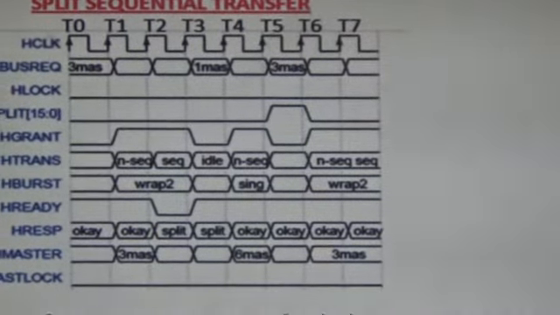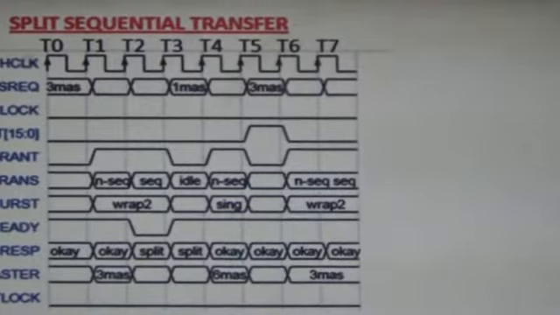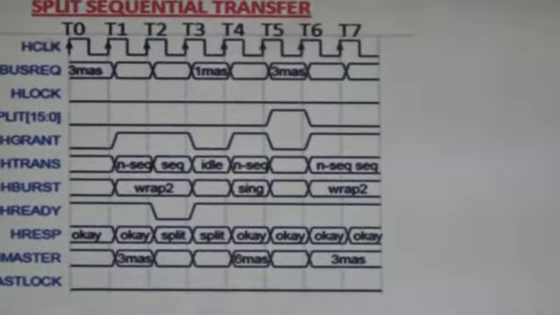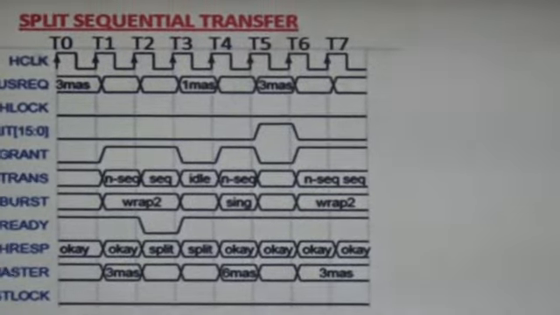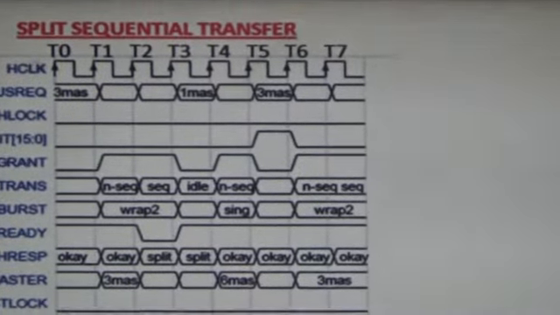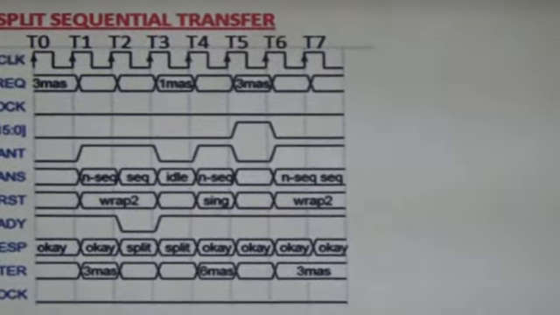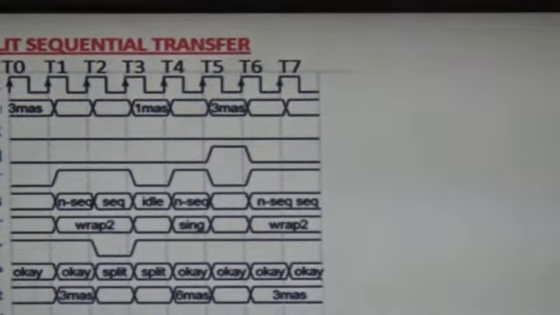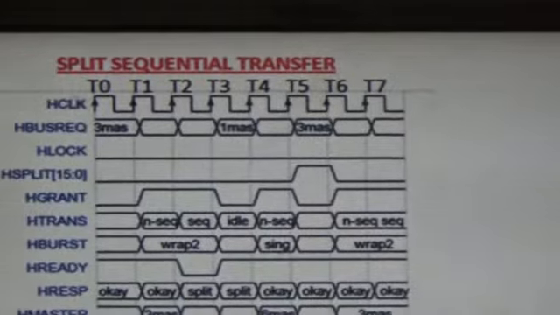Since the bus is given to the sixth master, this is the first address phase of the sixth master. All the control signals, all the address phase signals, are sampled here. During the data phase of the sixth master, if you have seen here, HSPLIT has become high.